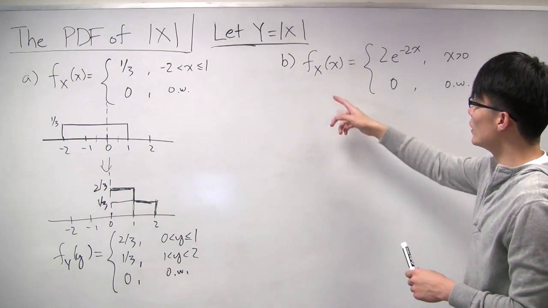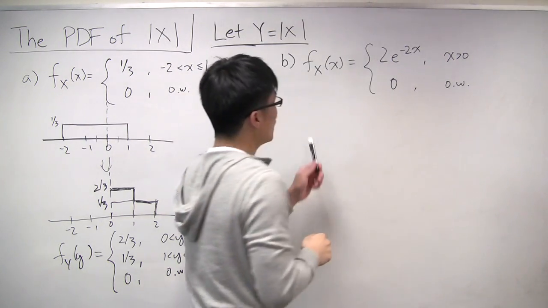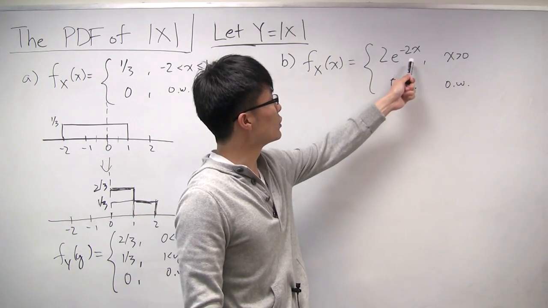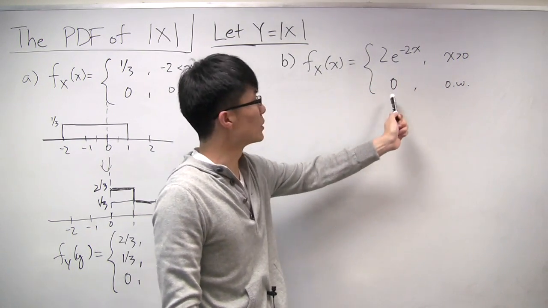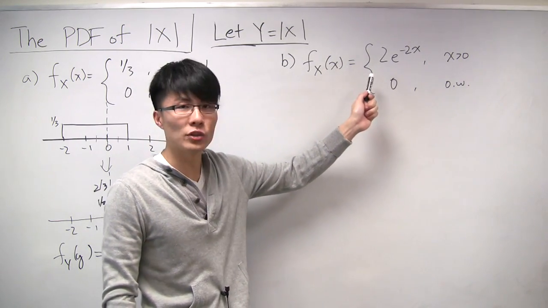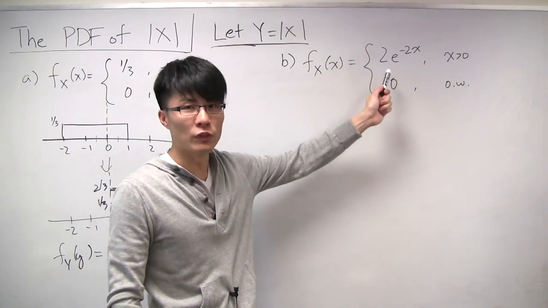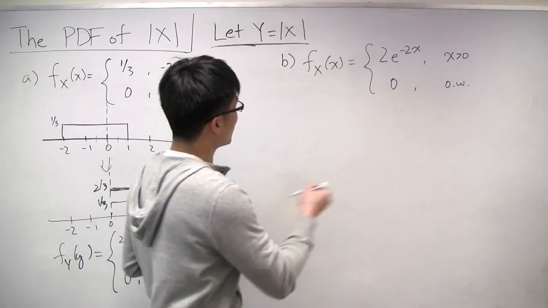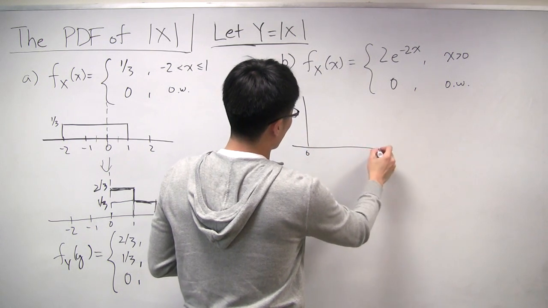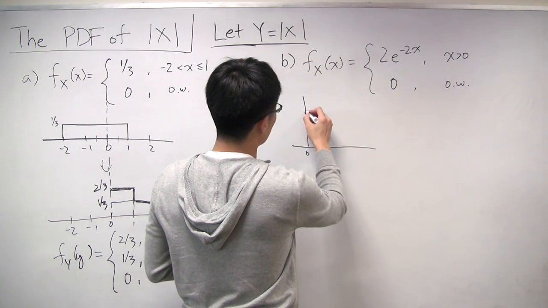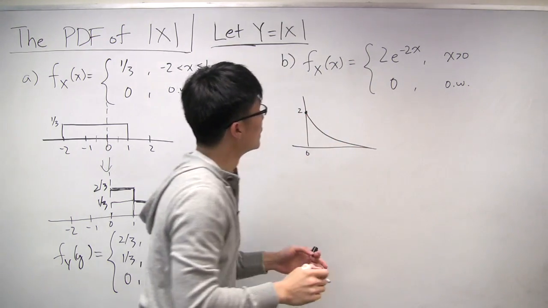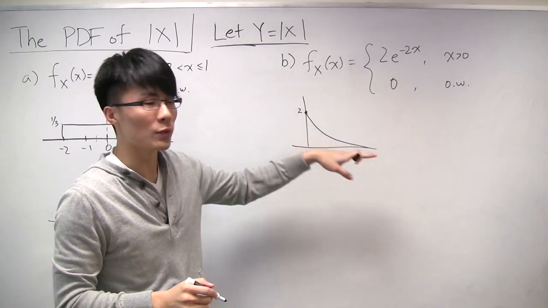Part B, we're given that this PDF of x now is 2 times e to the negative 2x for x positive and 0 otherwise. Now you may just recognize this as just an exponential random variable with a parameter of 2. And again, we can graph this and see what it looks like. And it turns out that it's going to start out at 2 and fall off exponentially.